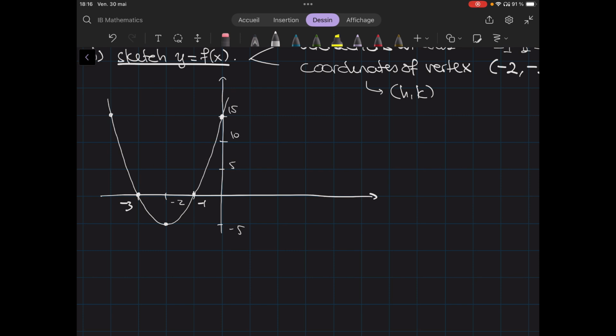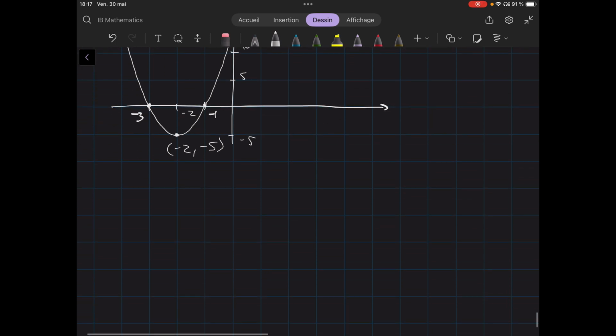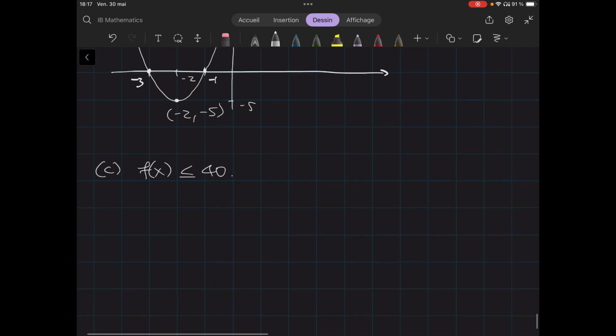Voila! That, my friend, is 8 marks for parts A and B. Very straightforward. Part C. We are now asked to solve the inequality f of x is less than or equal to 40. So, let's do this.